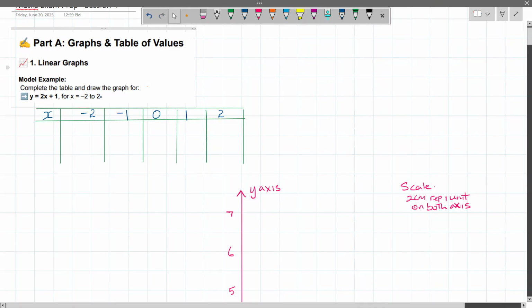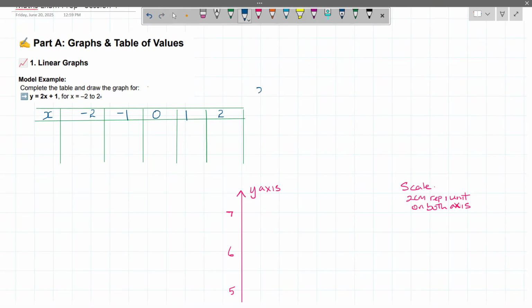Now, sometimes this could be written differently. You could see x is less than or equal to 2, greater than or equal to minus 2. So it's within these values, inclusive of the negative 2 and 2 as well.